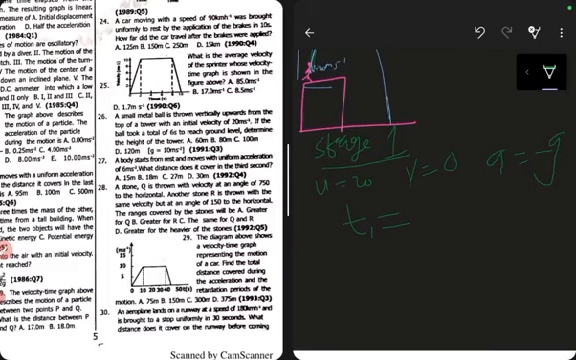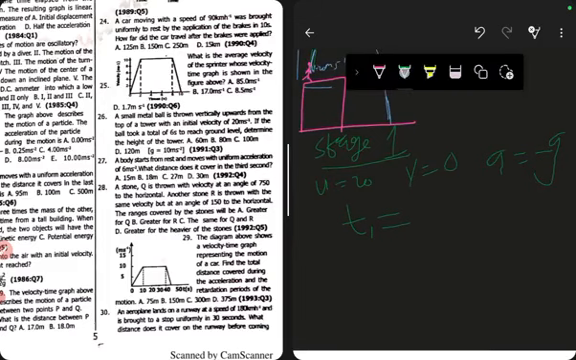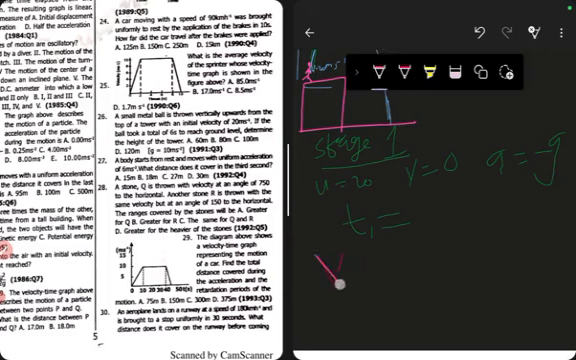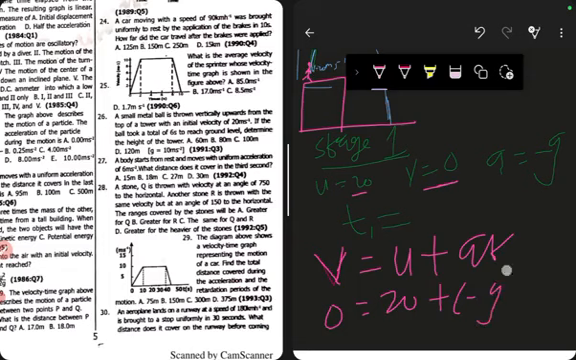Yes. I'm using the formula. The green pen looks faint, so let's go back to the other one. I'm saying V is equal to U plus AT. Now V is 0, equal to U, which is 20, for the first stage, plus A, which is minus g. And what did they give us as g? They told us that g is 10. So let's use 10 straight away.